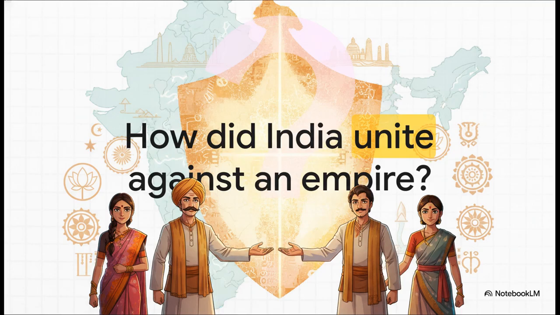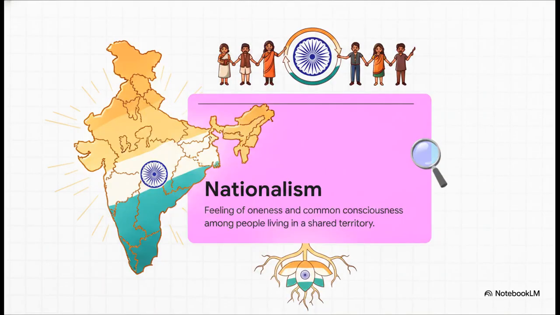To actually challenge the largest empire on Earth, all these diverse groups had to first realize, wait, we actually share a common destiny. And that realization, that is what we call nationalism. Simply put, it's a feeling of oneness and common consciousness among people living in a shared territory. It's built on a shared language, history, culture, and values, which ultimately compels them to seek independent statehood.